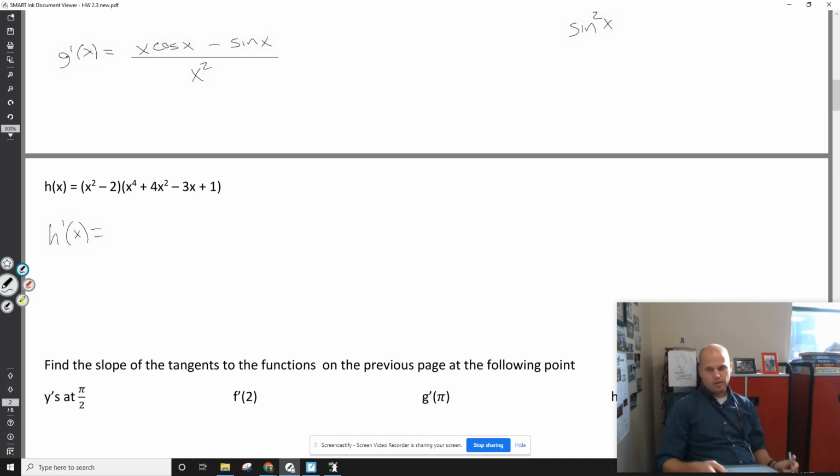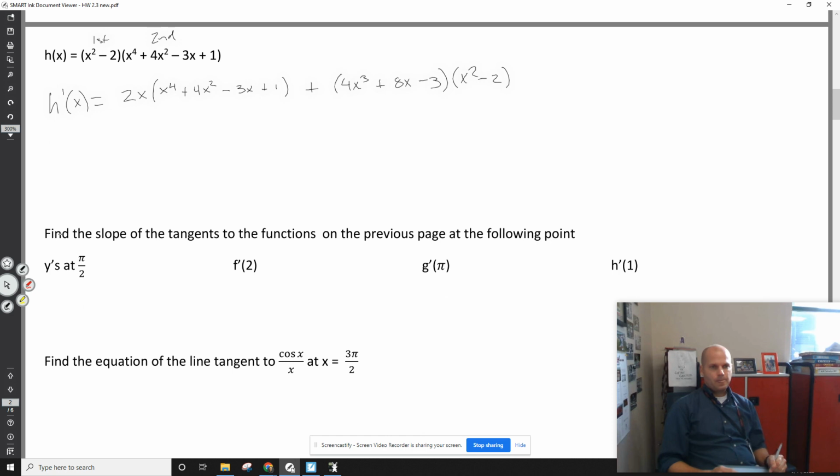I wouldn't want to distribute this, because this would take forever to distribute and then use the power rule for. So we'll just treat this as a first and a second function. We take the derivative of the first, which is just 2x, times the second, use parentheses, plus the derivative of the second, use parentheses because it's longer than just one term. Derivative of 1 is 0. That's why the 1 disappears. Derivative of the second times the first. Now, could you distribute this and simplify? Yeah, you could if you really wanted to or had to.